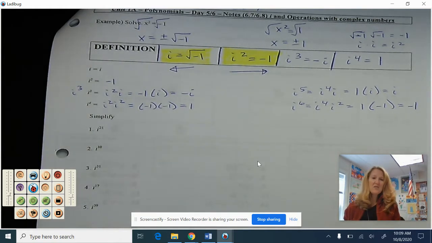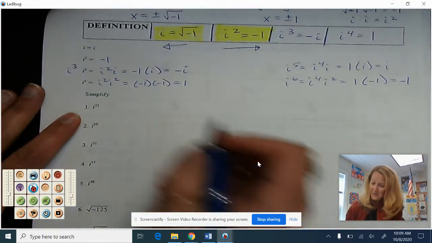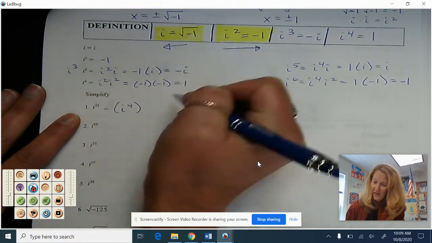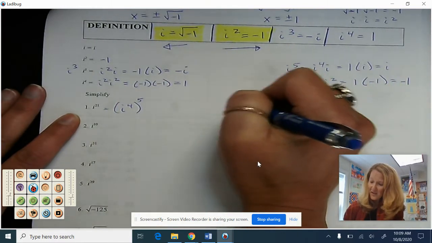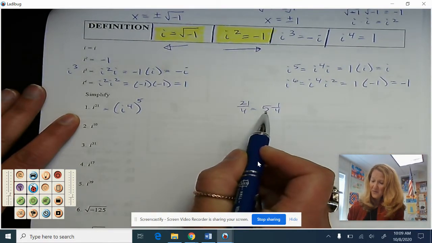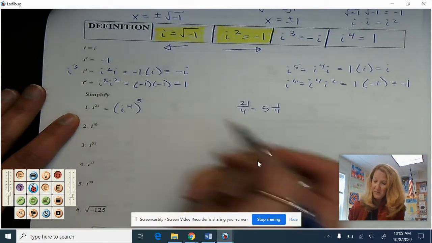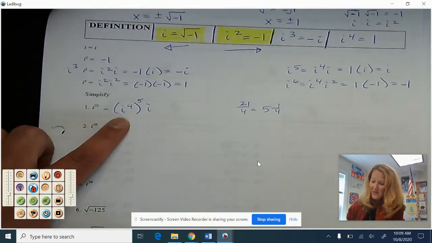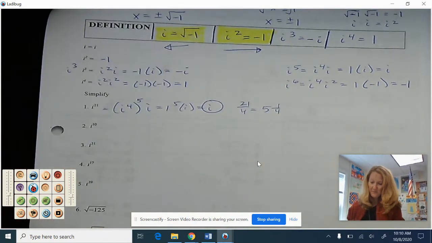All right, so let's do some of these simplifying questions. So number 1, I have i to the 21st. So this would be i to the 4th, and then how many groups of 4 do you have? You have 5 of them. So it's almost like you're trying to write this as a mixed number. So you have 5 groups of 4. So i to the 4th is going to get raised to the 5th power. Power to a power you would multiply. And then that 1 would be left over. So just i. So now this is 1 to the 5th times i. So this is just i.